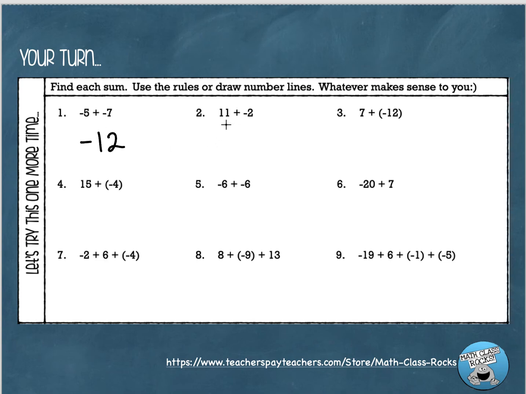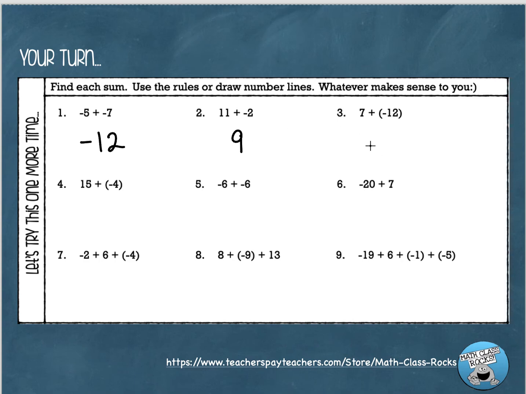For number 2, I would be starting on my number line at positive 11 and moving 2 to the left. If I do that, I'm going to end up at positive 9. If I use my rules, I would say these 2 integers have different signs, so I'm going to subtract them. 11 minus 2 is 9. Since 11 has a larger absolute value than 2 does, right? 11 was the bigger number and it was positive, my answer ends up to be positive.